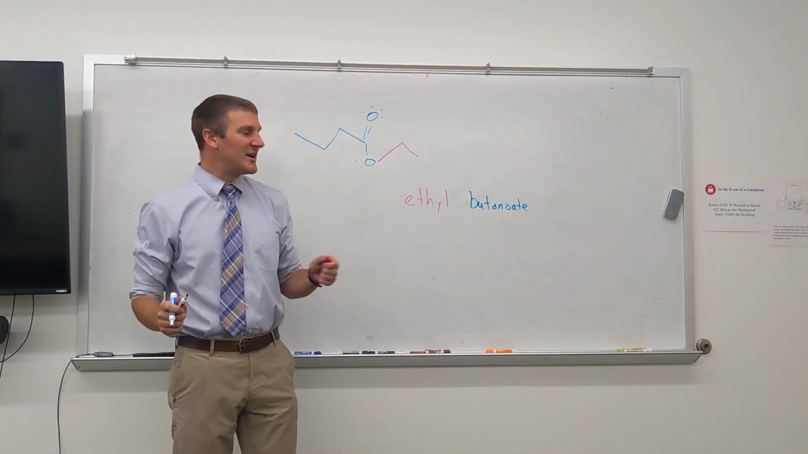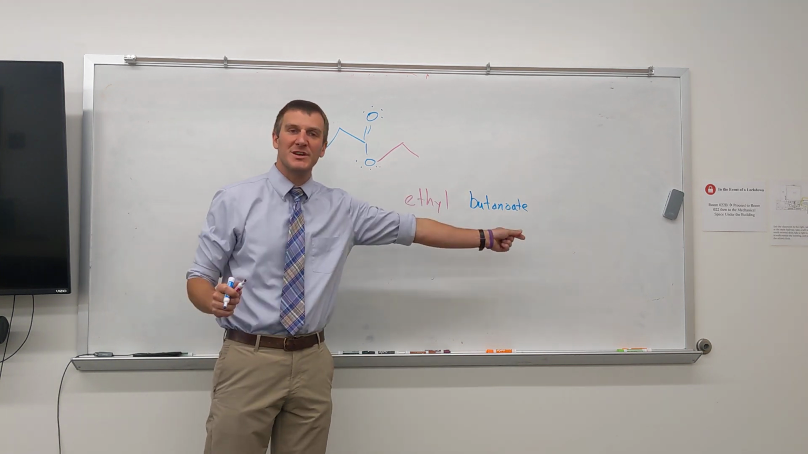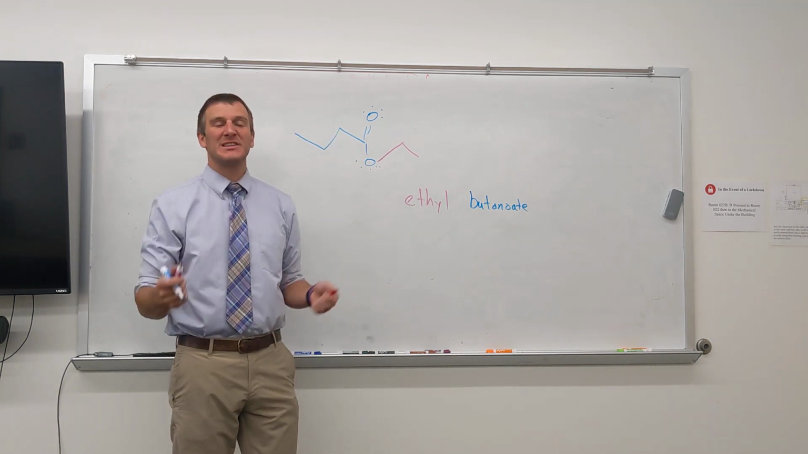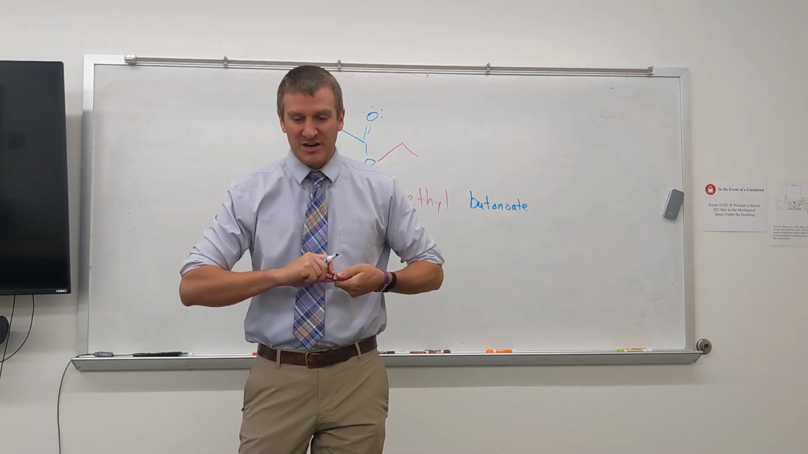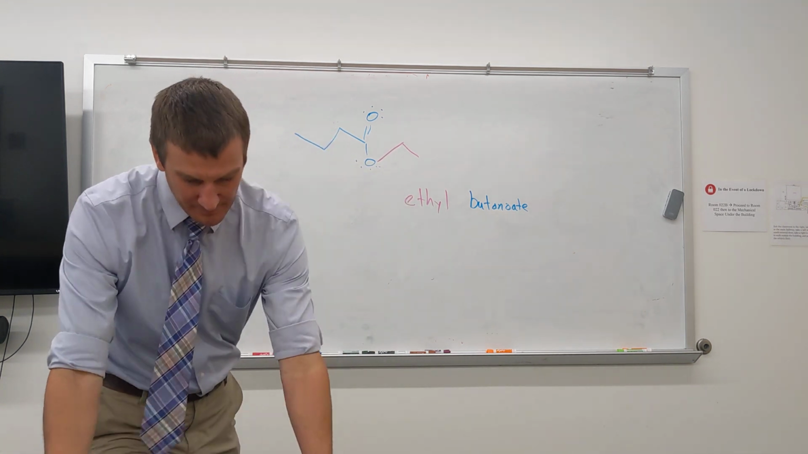The OH group, the hydroxyl group from the alcohol, would leave with that proton, making water, and then the opposites would attract, producing this ester. So that is ethyl butanoate. And now our next one, let's look at it.